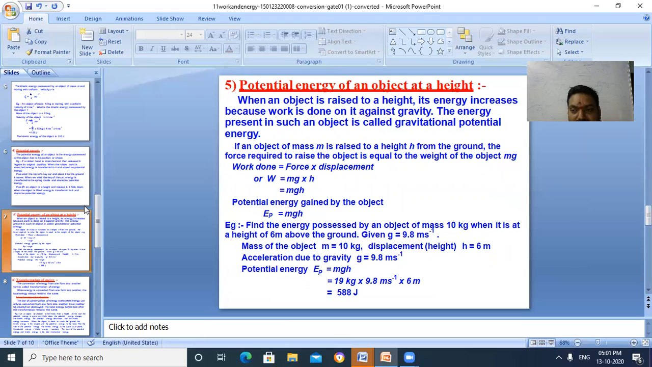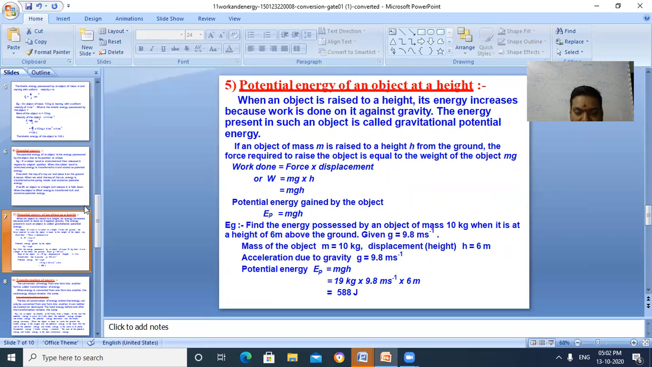Now, if you look at potential energy and its dependence on height, chiefly we deal with the object's potential energy at a particular height. When an object is raised to a height, its energy increases because work is done on it against gravity. That we know, and the energy present in such an object is called gravitational potential energy. So there are two different types when it comes to potential energy: gravitational potential energy, and the other one that we have just seen in the form of a spring or a stretched rubber band, that is shape. So here it is only height.